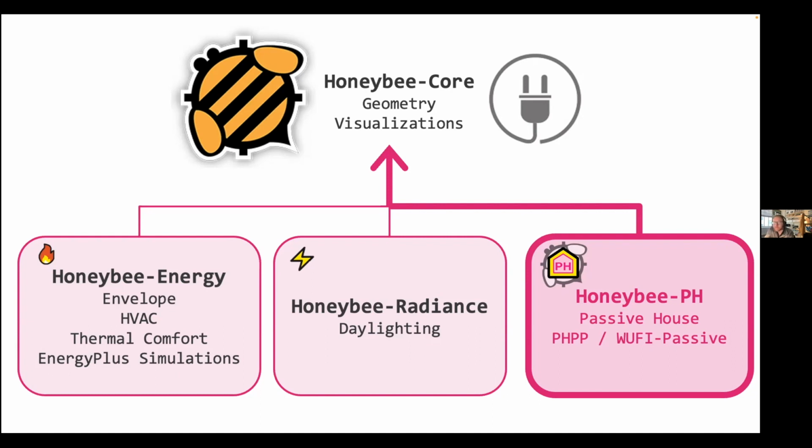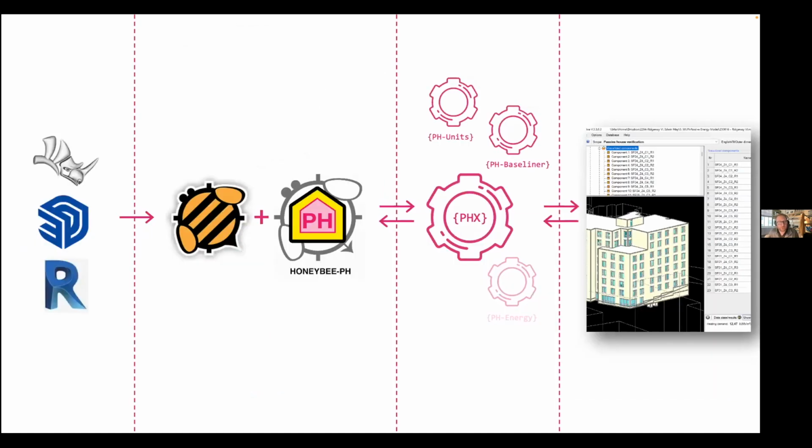And now, as I said, we have this Honeybee pH as a new plugin that allows us to bridge between the Honeybee model and our specialist Passive House modeling tools. So that's the basic intent and structure behind the tooling that we have been working on here. And that's what we're going to show today.